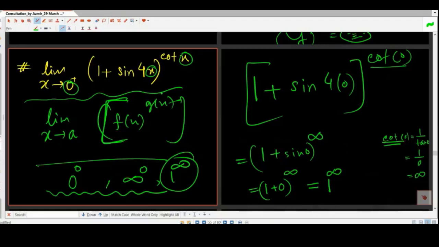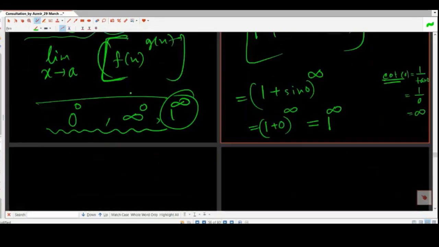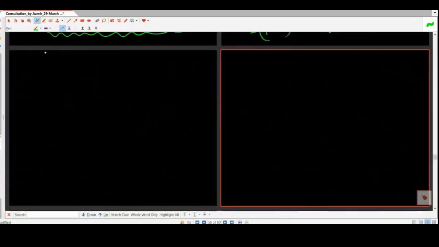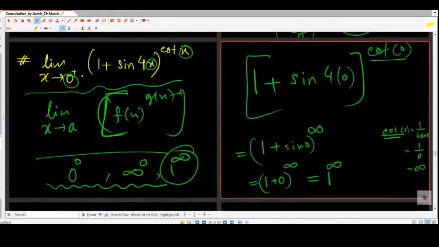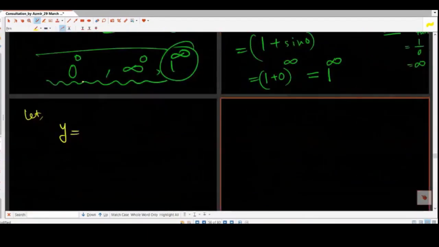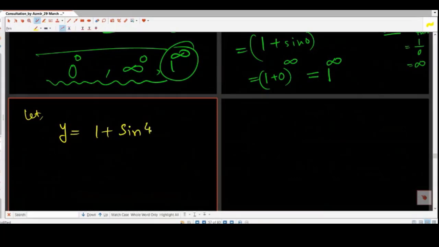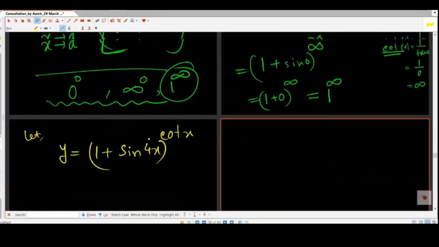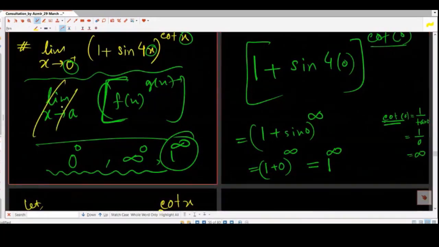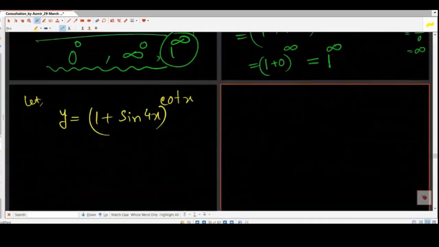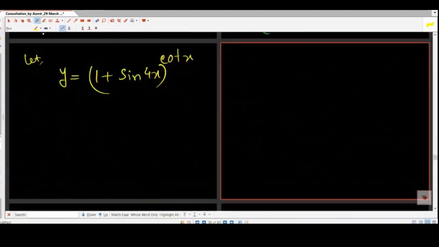So we have to consider this function as y. This is our first step. So let us consider y equals 1 plus sine of 4x to the cotangent of x. This time, we don't need to think about the limit. We will take the limiting concept again, but for now, we are just considering the function as y.